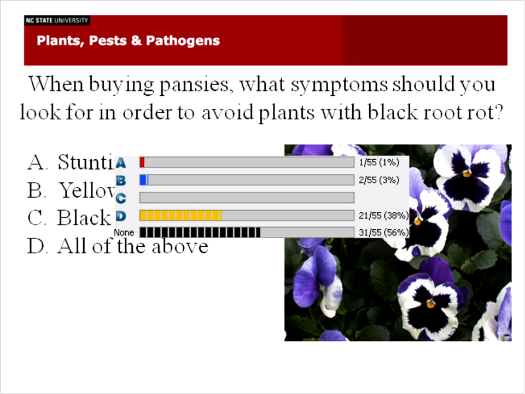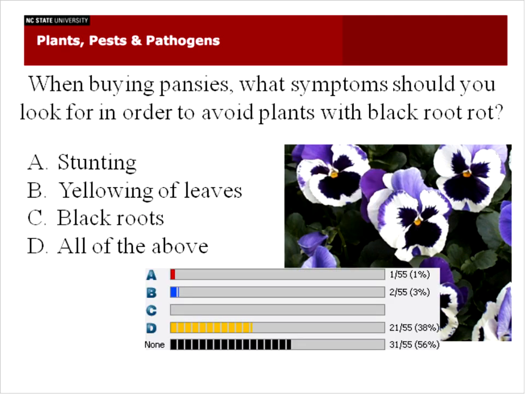All right. You're not wrong to say A or B, but you're more right to say D. It's all of the above. Stunting, yellowing, and the black roots themselves, as the name suggests, are all symptoms to watch out for. Fortunately, this year here in the clinic, we haven't seen black root rot yet on pansies. And this is a good sign that maybe the producers are on top of things this year, and hopefully we won't have a lot of it going into the landscape.